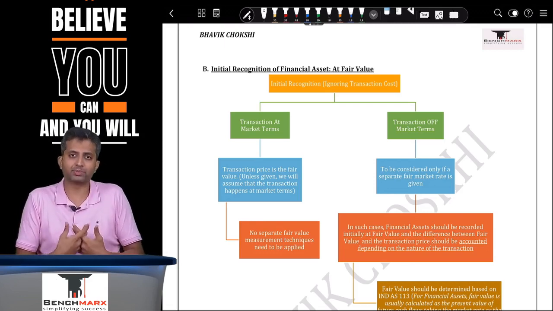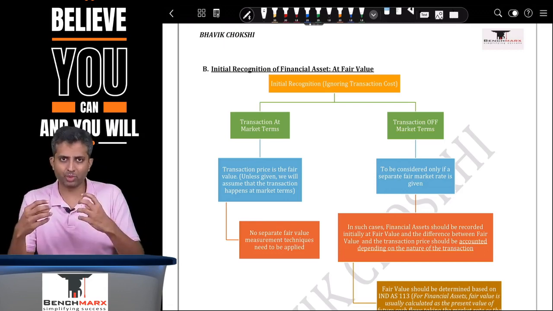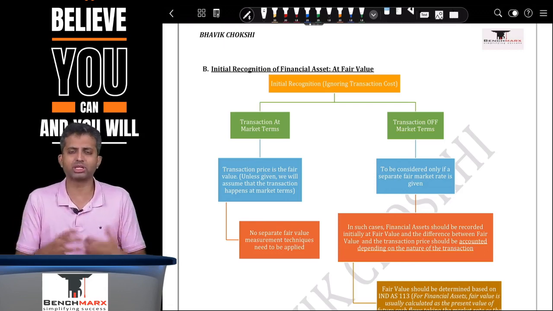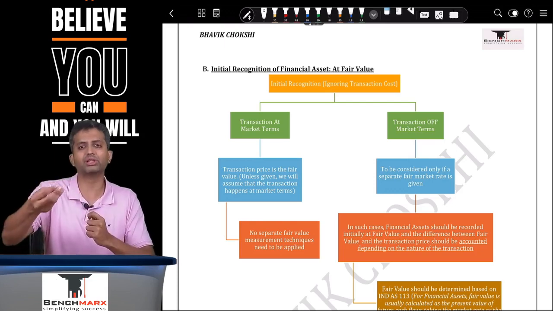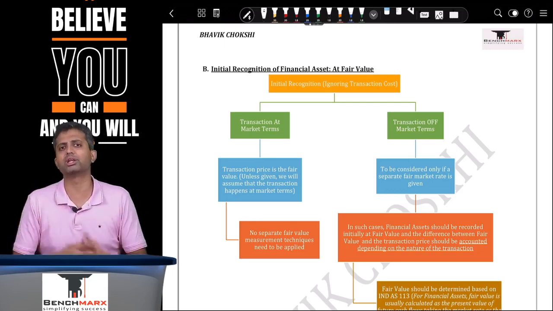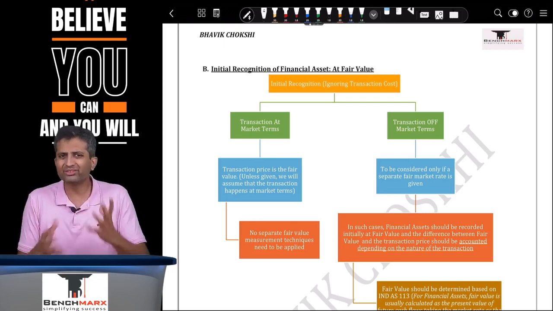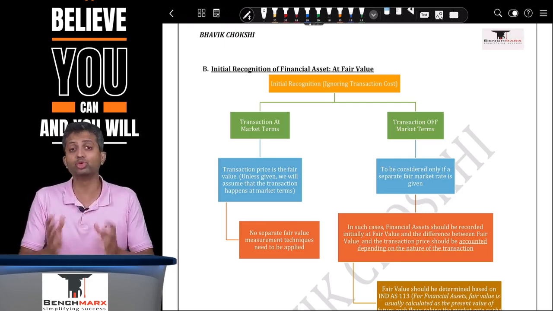In the books of the subsidiary, if the parent has made an investment and the subsidiary has received that investment, that is called capital contribution. In the books of the parent, if the subsidiary has given the dividend and the parent has received the dividend, that is called dividend income. Now, these are the standard adjustments which usually come.